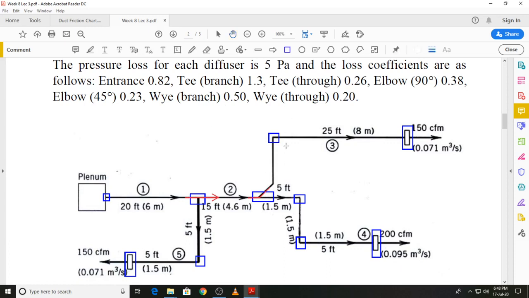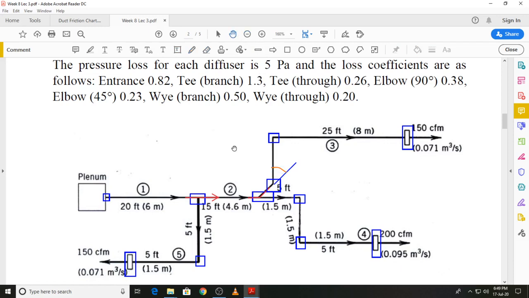And now we can see the elbow, 45-degree elbow over here. So if you look at it, it is going to make a 45-degree angle. The air comes in this direction, and so it will be making a 45-degree angle over here. So the air is turned by an angle of 45 degrees. So if I just want to show, this is the angle that we are looking at. So the air is turned by an angle of 45 degrees.